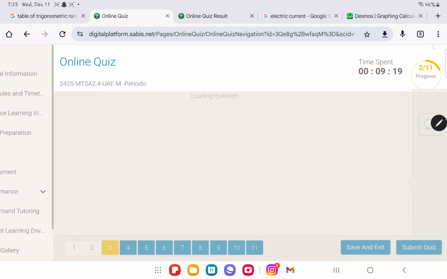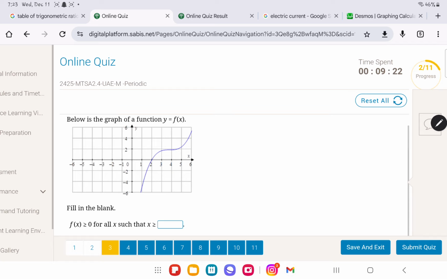Moving on to question number 3. They're telling us f(x) is greater than or equal to 0. Okay, so now below is the graph of a function y is equal to f(x). They told us f(x) greater than or equal to 0. Again, I'm repeating the question.